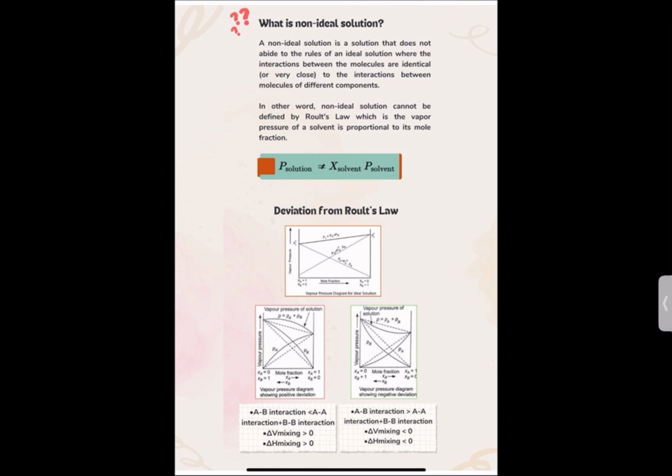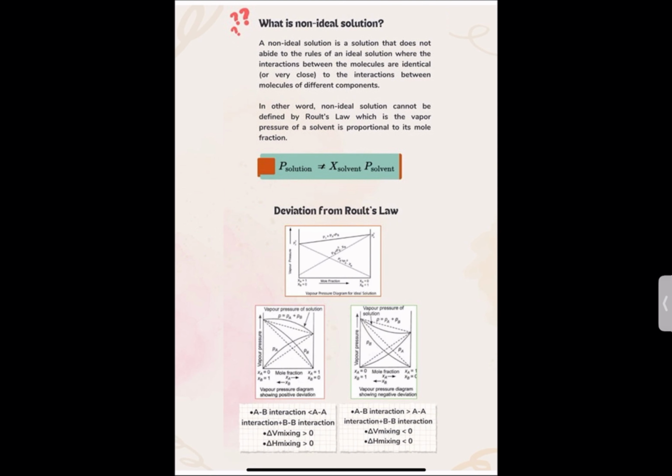In negative deviation, it contradicts the positive deviation from Raoult's law. In this case, the A-B interaction is stronger compared to the AA and BB interactions. That means the particles of A and B are closer to each other, and they escape less easily into the vapor phase. As a result, the vapor pressures of both A and B and the total vapor pressure are more negative than Raoult's law would predict. This can be interpreted through the graph of negative deviation from Raoult's law that is present in the poster.